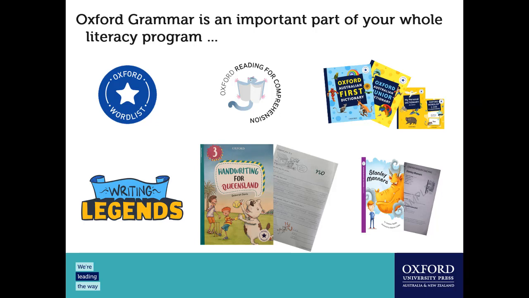So Writing Legends is one of those from years 3 to 6 that's available. A great way to digitally teach your students and allow them to apply everything that you're teaching them about grammar and also writing and using the English language. Oxford dictionaries, reading for comprehension with guided reading that tie in beautifully with Oxford Grammar as well. The Oxford word lists, which are utilised in thousands of schools across Australia, also tie in nicely with what you're teaching with Oxford Grammar and also your literacy component in your school.